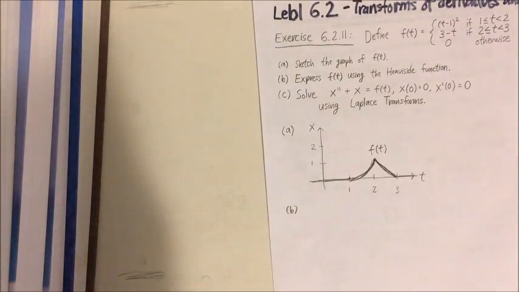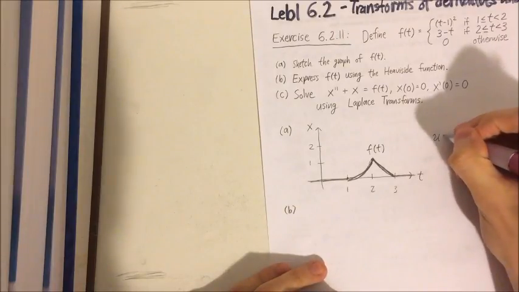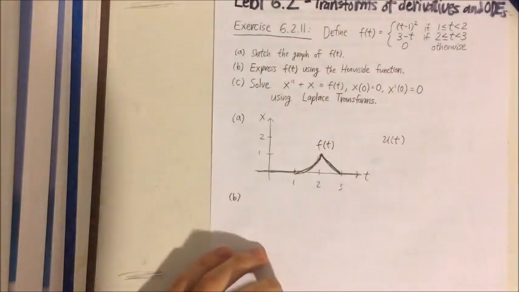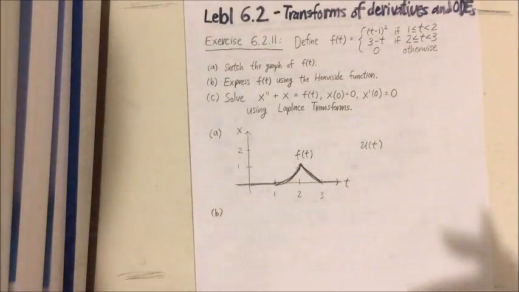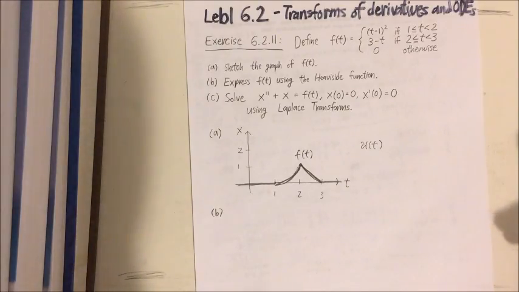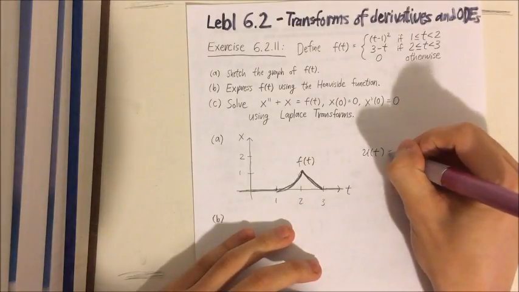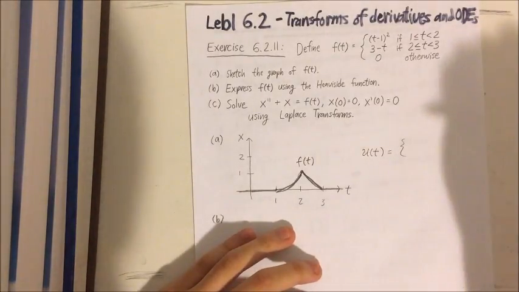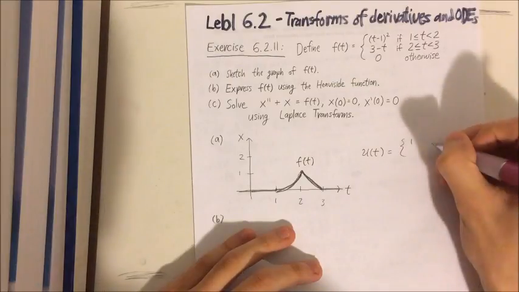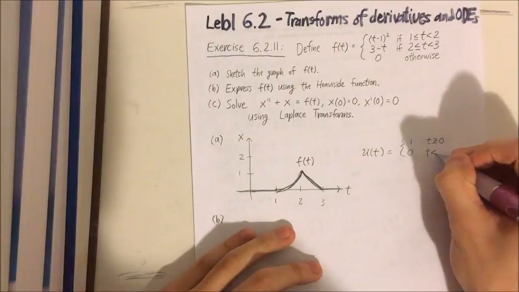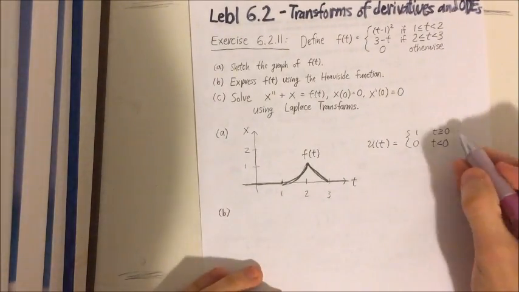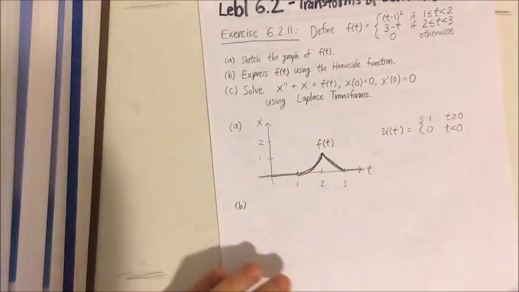Part B. Let's express it using the Heaviside function. For the Heaviside function, I like to write u of t, the unit step function. It's easier to understand unit step than Heaviside, because Heaviside is a name, and who knows what's named after Mr. Heaviside. But unit step, we know what the unit step is. The unit step is a piecewise function, equal to 1 when t is greater than or equal to 0, and 0 when t is less than 0. So it turns on the function at time t equals 0, or whenever this input is.